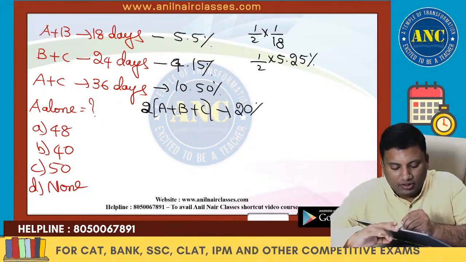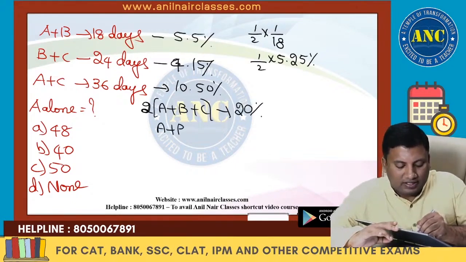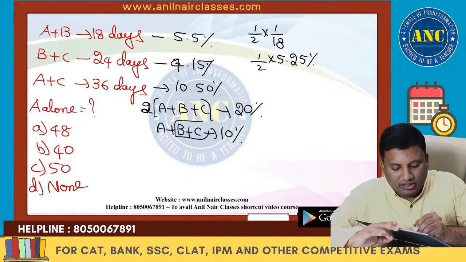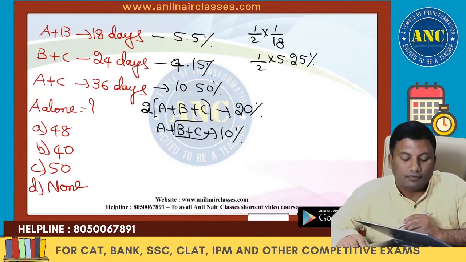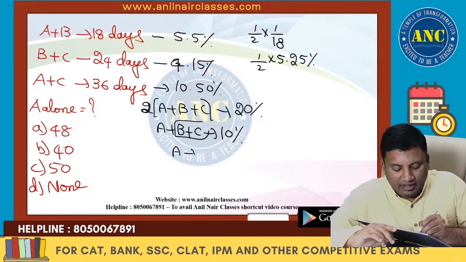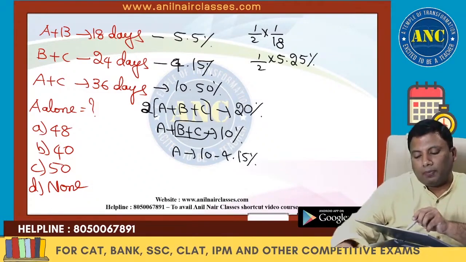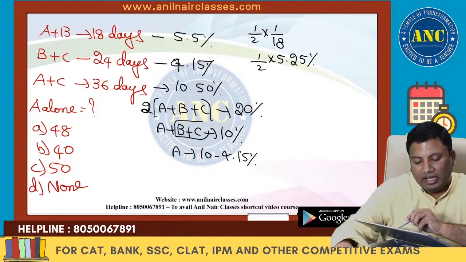Are you all with me? 20. A plus B plus C is nothing but 10%. B plus C, how much did we get? 4.15. So 10 minus 4.15. 10 minus 2, 5.5 plus 4.15 is 9.65. So it is 20 point something.